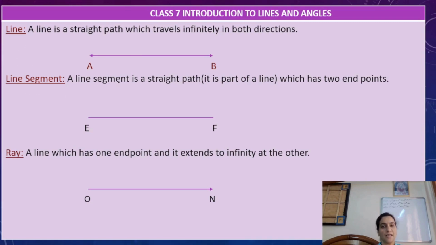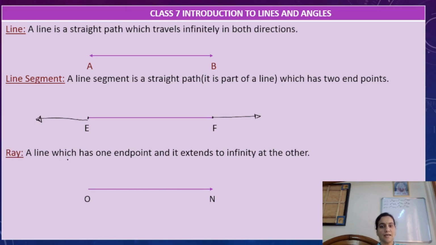Now line segment. A line segment is a straight path which has two endpoints. Like here E and F, these are the two endpoints, right? So that means this line segment EF is a part of a line. If you extend this line segment on this side and on this side, then what you get is a line. Okay, so this entire line has a part, that is this line segment EF, which is a part of this line. So any line segment is a straight path which has two endpoints.